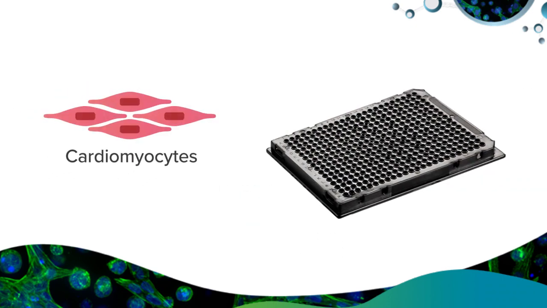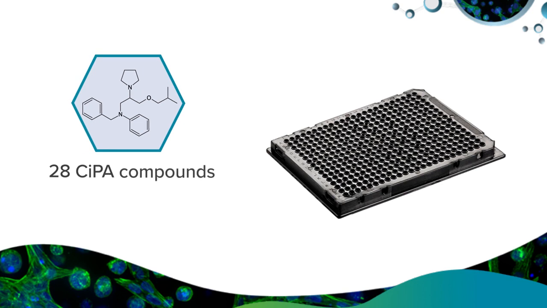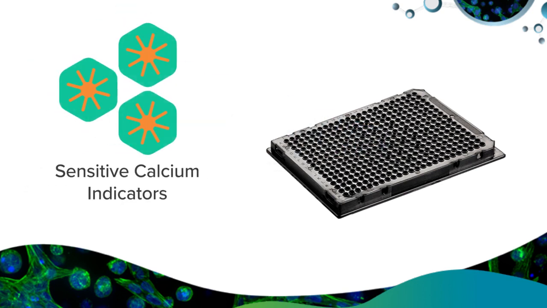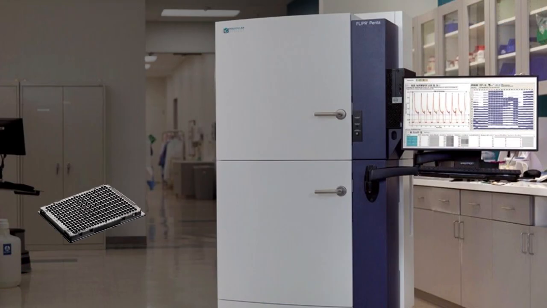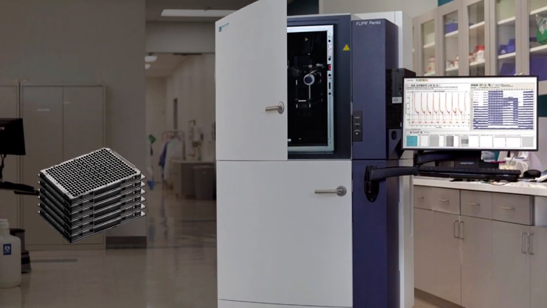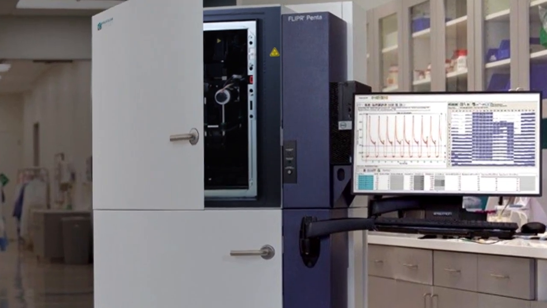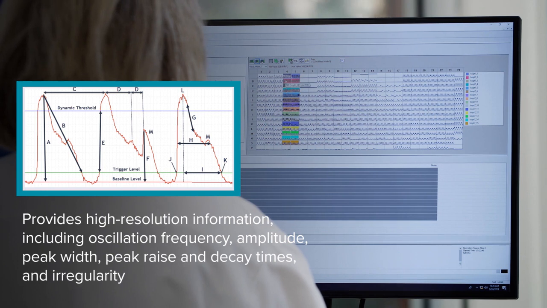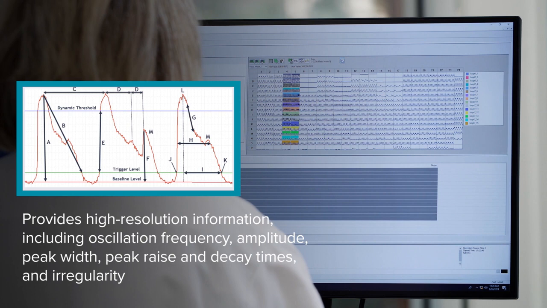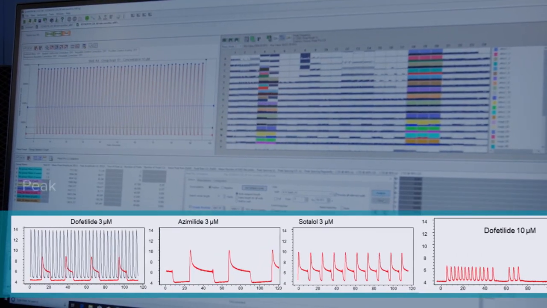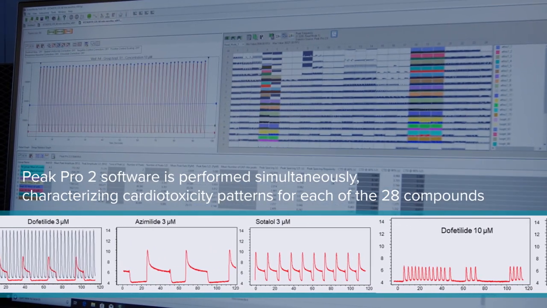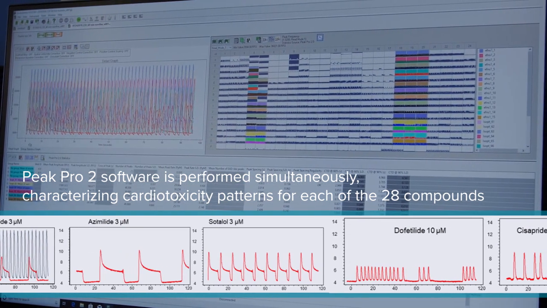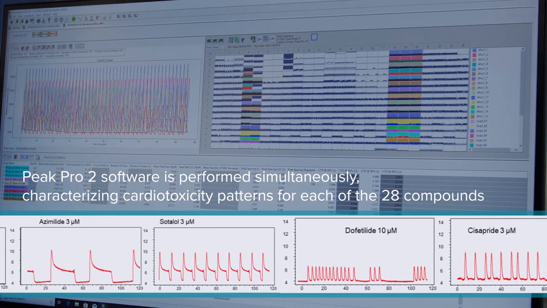Human iPSC-derived cardiomyocytes were exposed to 28 SEPA compounds in 96 well and 384 well formats, and then treated with the early tox calcium dye. Using the FLIPR Penta system, calcium oscillations were recorded at speeds of 30 to 50 frames per second. This provides high-resolution information, including oscillation frequency, amplitude, peak width, peak rise and decay times, and irregularity. After the system records oscillations, analysis by the Peak Pro 2 software is performed, characterizing cardiotoxicity patterns for each of the 28 compounds.